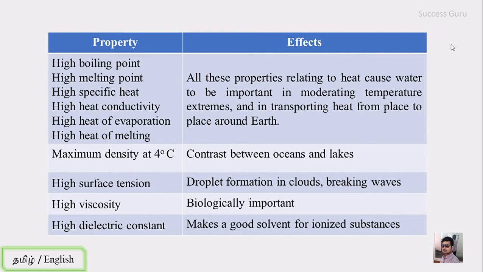And the high surface tension, which you can see during the rainfall, you can see droplets, and when the seawater breaks at the wave, there is also formation of water droplets, and this shows that it has high surface tension. And the high viscosity of water is essential for biological activities to exist. And the high dielectric constant shows that it is a good solvent of ionizing substances.